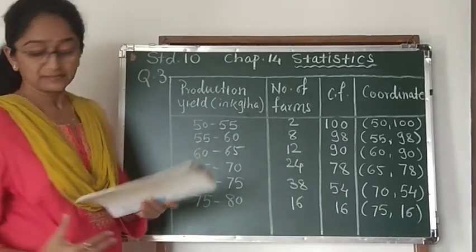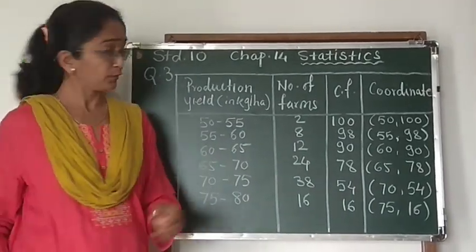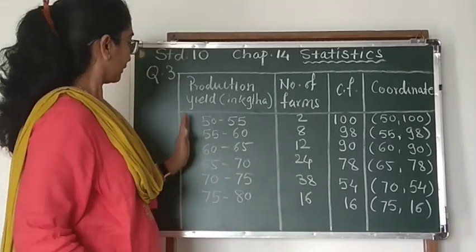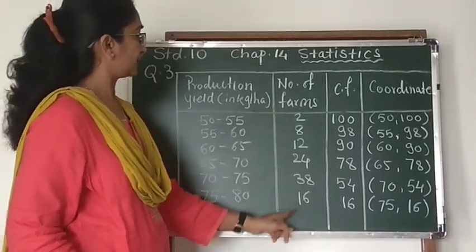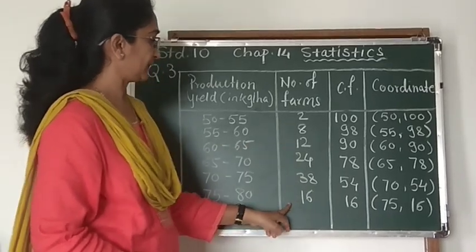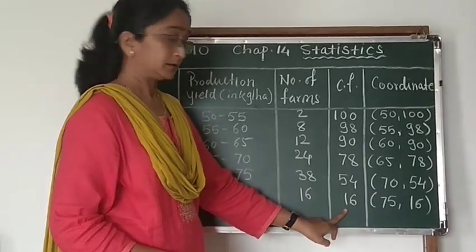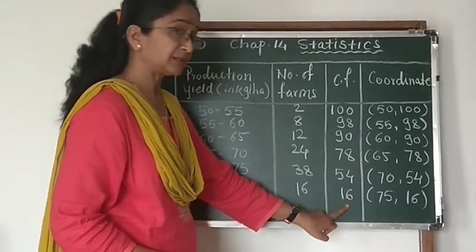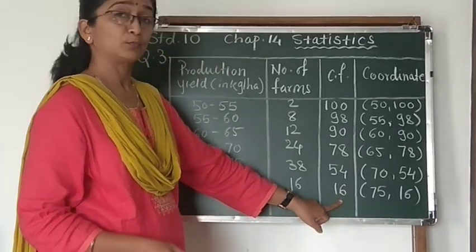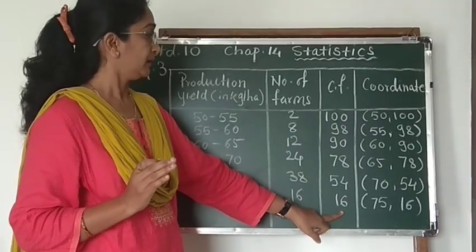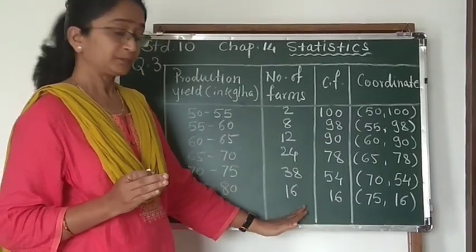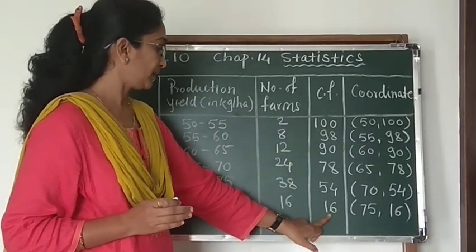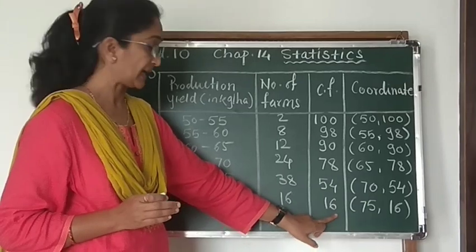So in the frequency distribution table, we have to find the cumulative frequency of the more than type. Now these are the class intervals, these are the corresponding frequencies. Now find the cumulative frequency for the more than type. For that, we have to write the last frequency as it is, because for more than type we are going to add the frequencies from the last class interval to the first class interval. So keep the frequency of the last class as it is.